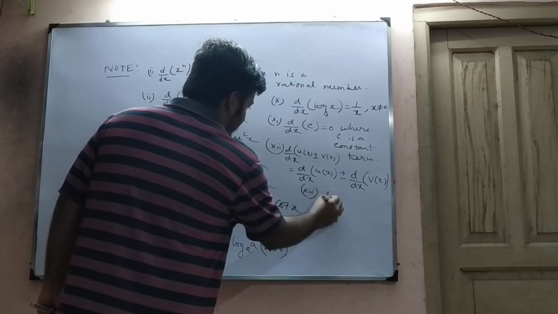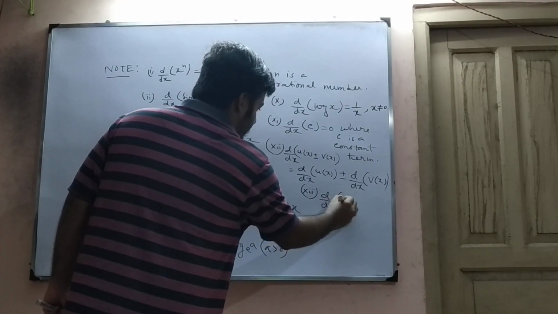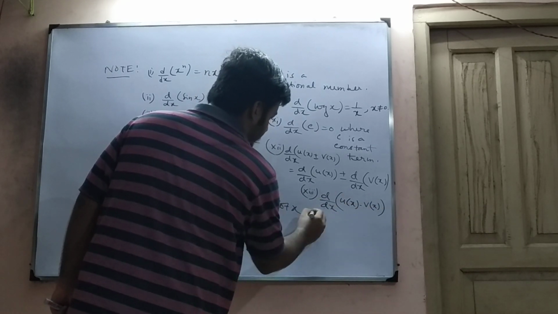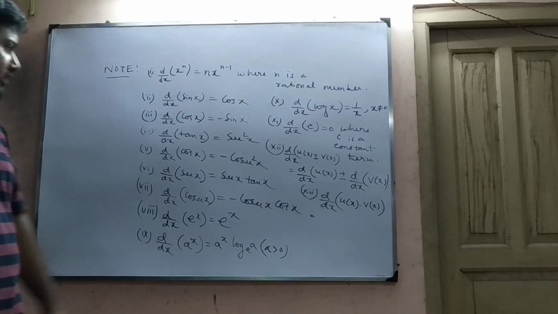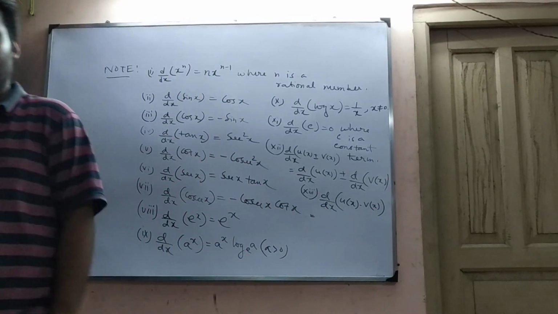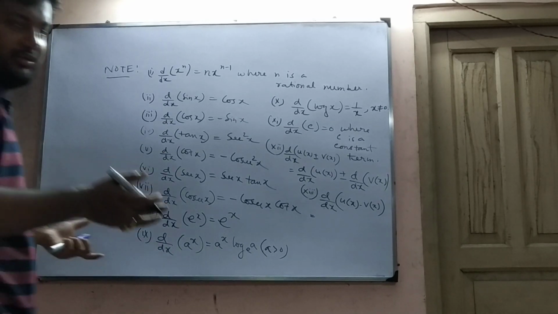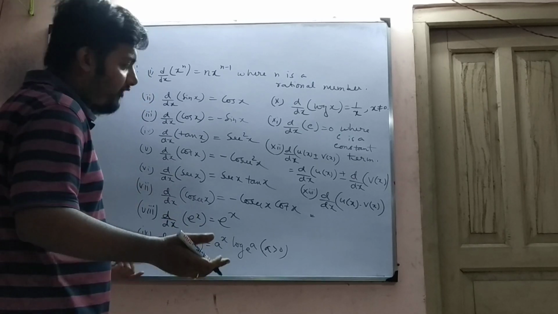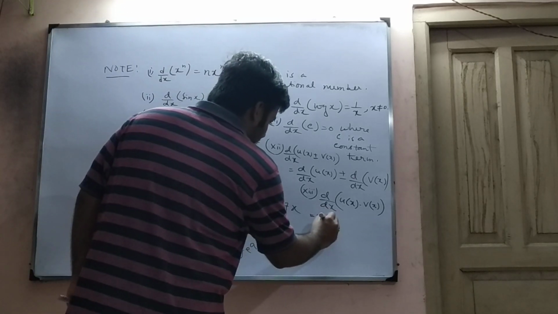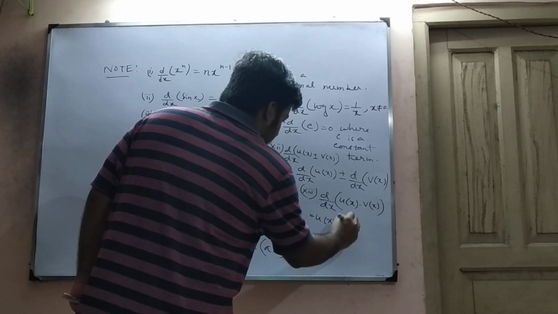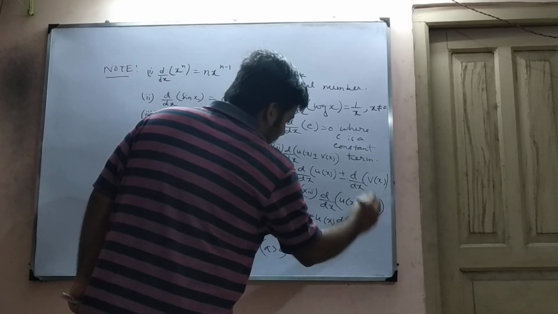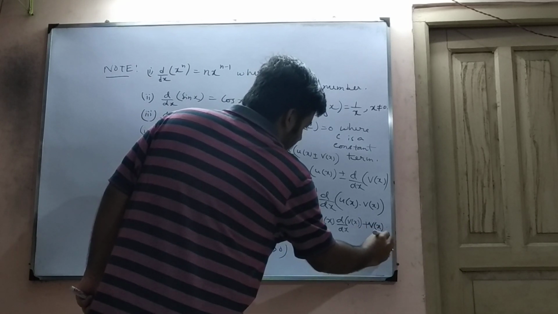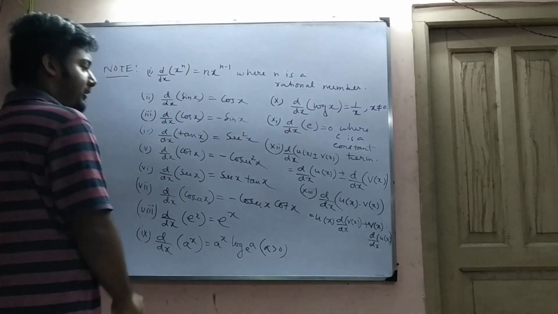After that, number 13, that is d/dx of u(x) into v(x). That is a product function. u(x) is a function of x, v(x) is another function of x, and you have the product of u(x) and v(x). So what is the differentiation of a product function? That is u(x) into derivative of v(x) with respect to x plus v(x) into derivative of u(x) with respect to x.